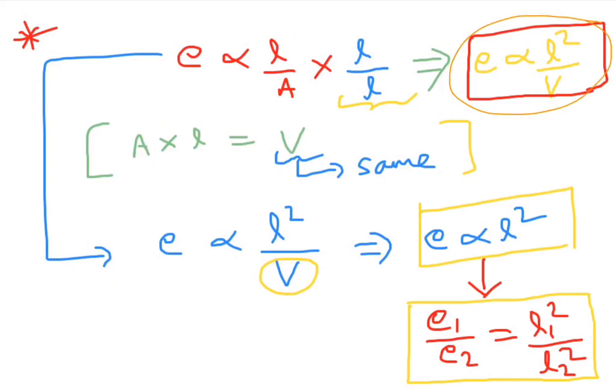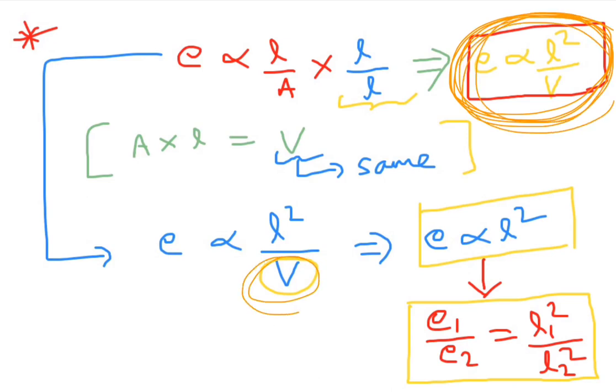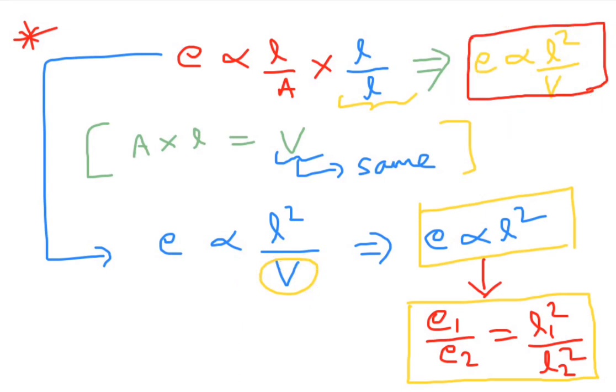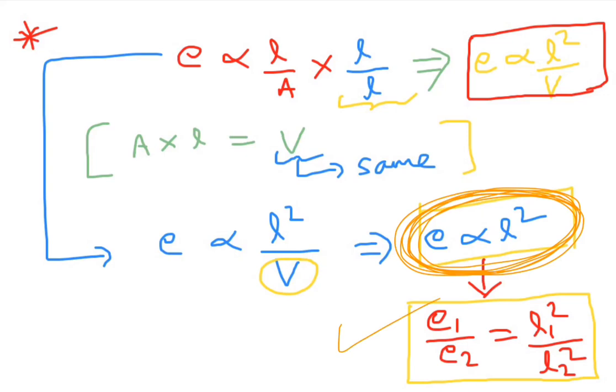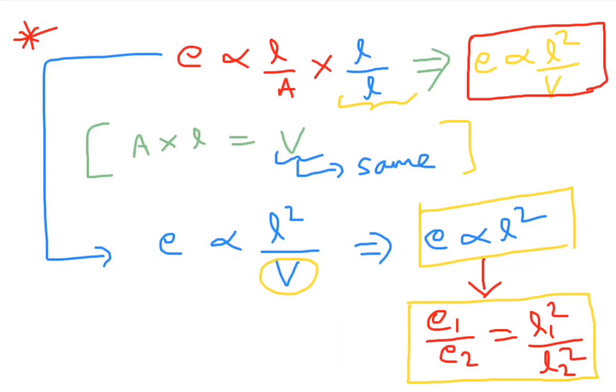So now what happened here? Previously we wrote E is proportional to L square by V. Now in this formula volume will remain constant. So when volume remains constant in this formula, what can I write? E is proportional to L square. As E is proportional to L square, now we can write E1 by E2 is equal to L1 square by L2 square. So this is my final formula. E1 by E2 equal to L1 square by L2 square. I hope now you are clear with this one. So we can write E is proportional to L square during stretching of a wire.